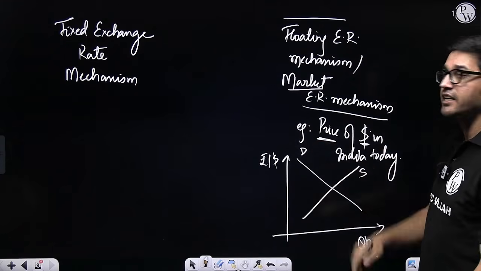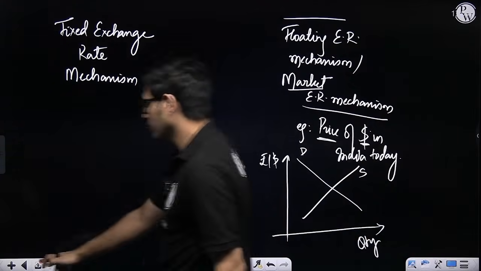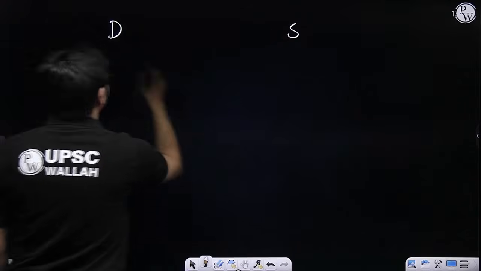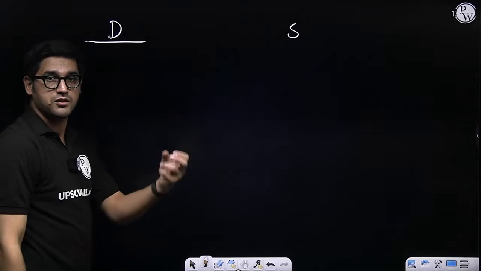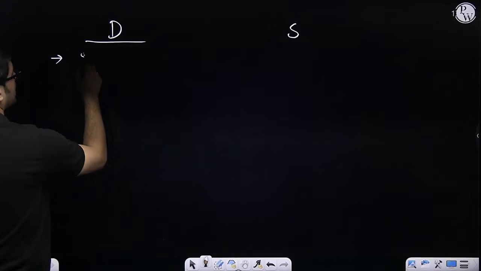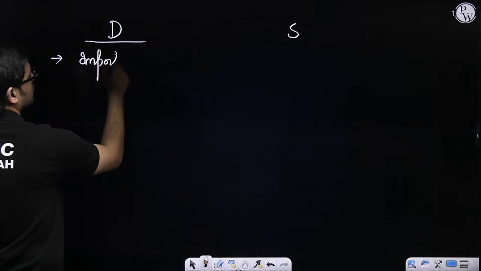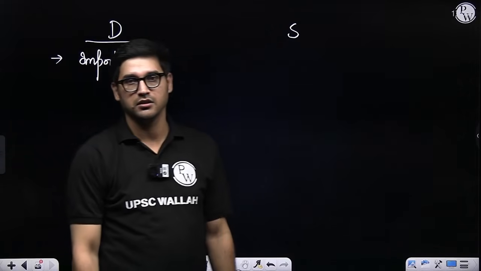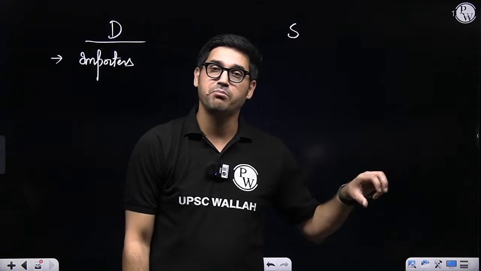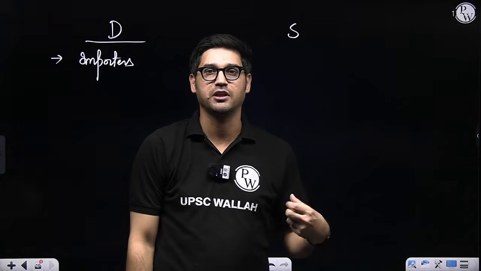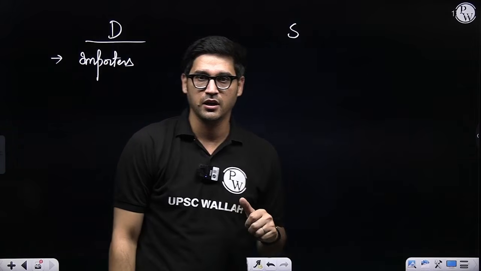Think of it, what can create the demand? The demand of dollars versus the supply of dollars. Who will demand dollars or who will supply dollars? The demand for dollars could come from importers. Let us say you want to import a Tesla in India today. Musk would want to be paid in dollar terms. So you will demand dollars in India because you want to buy a Tesla from abroad.